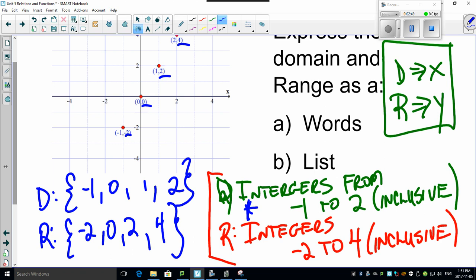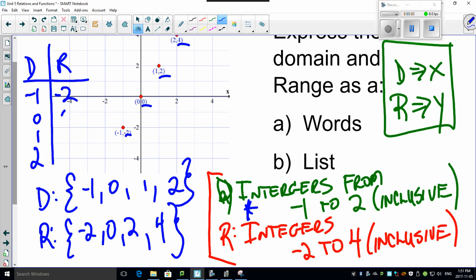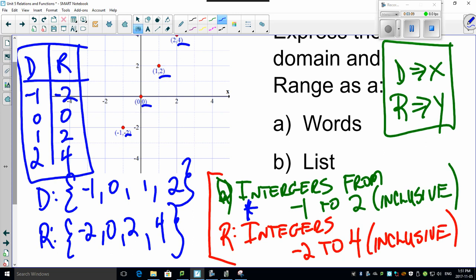You can even put that down in terms of a table of values if you want and say the domain and range. And look what we've got. -1, 0, 1, and 2. And the range, of course, is -2, 0, 2, and 4. And look how pretty that is. I mean, that's just really, really easy to do.